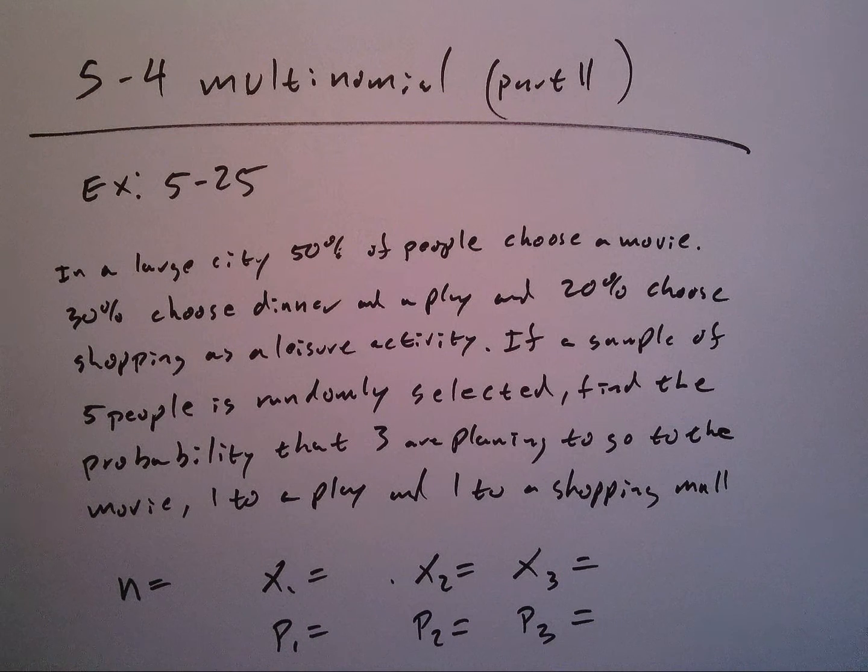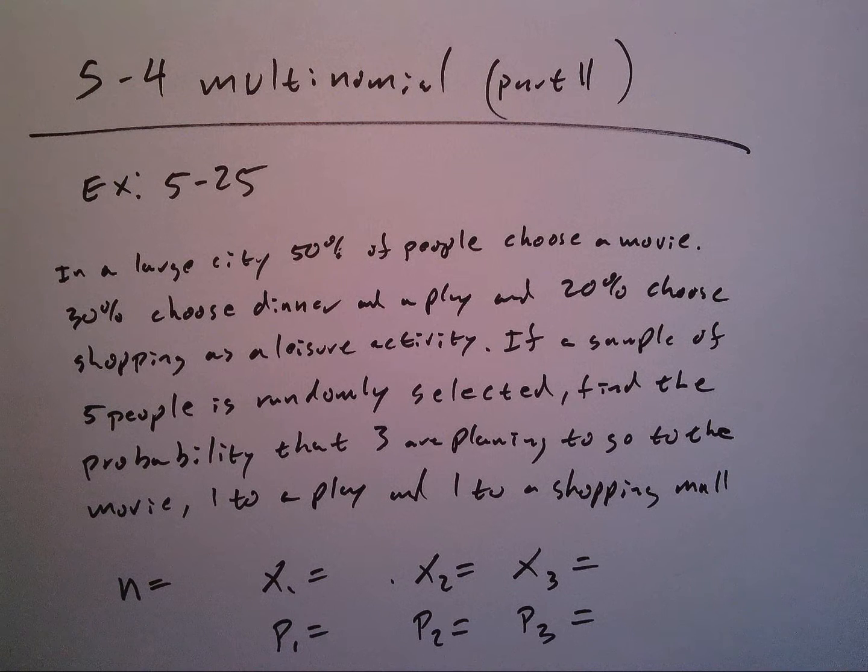Alright, this is 5-4 multinomial part 2. We're going to use the calculator to do the work for us, but the first thing we need to do is figure out what to plug into the calculator. So this is example 5-25, and I'm just going to read it verbatim from the book.